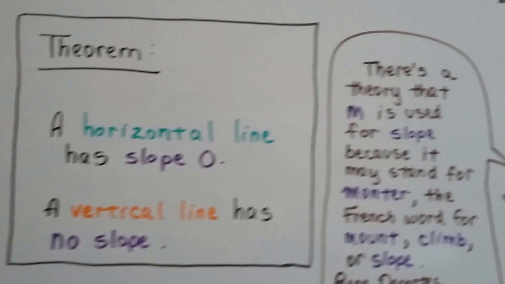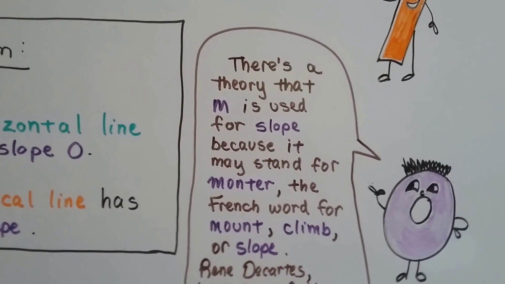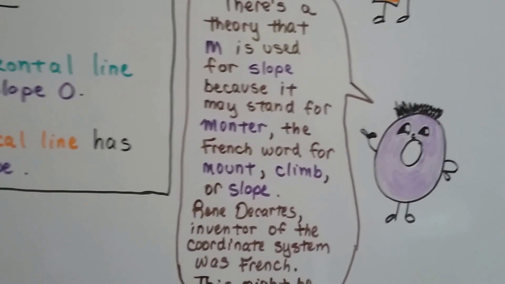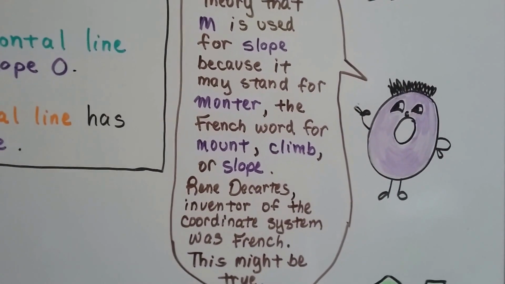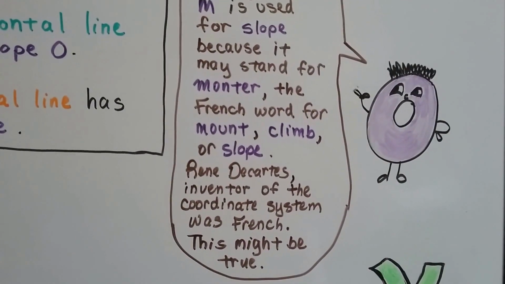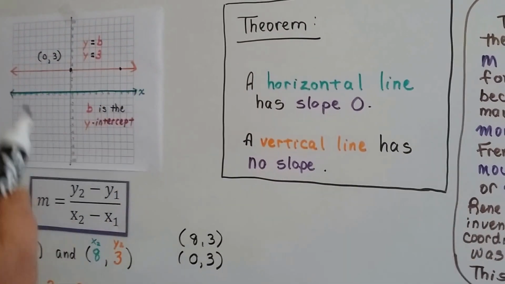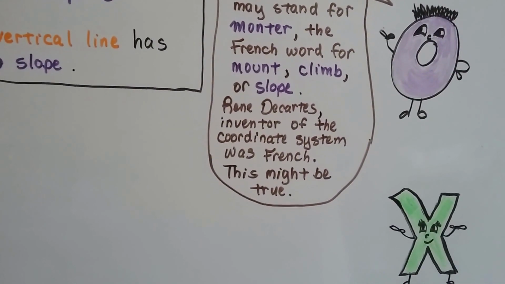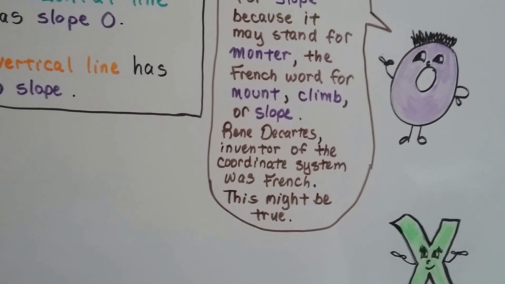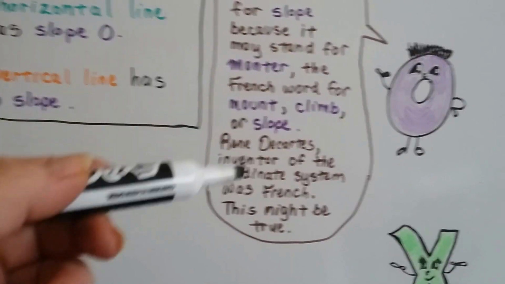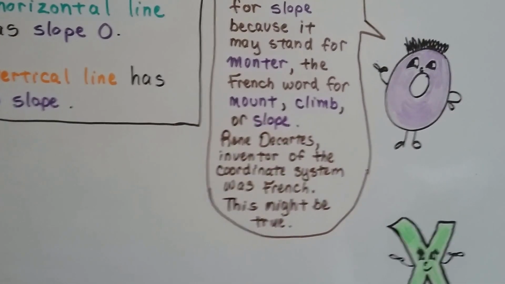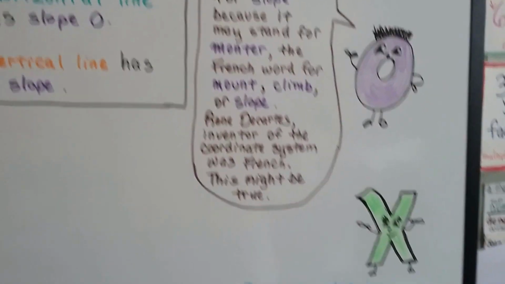And there's a theory that m is used for slope because it stands for monter, the French word for mount or climb or slope. And René Descartes, the inventor of the coordinate system, that Cartesian coordinate system that we use, this with the 4 quadrants, he was French. He invented it. So it could be true. He was French, and it does stand for climbing. So we don't know. It's just a theory, all right?